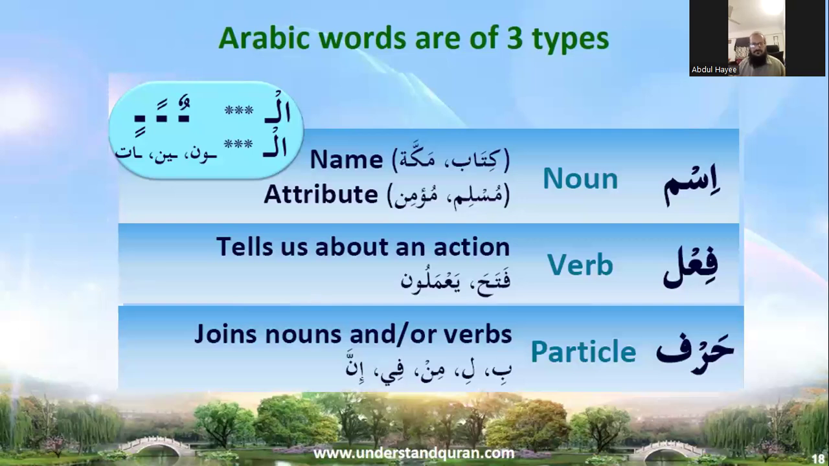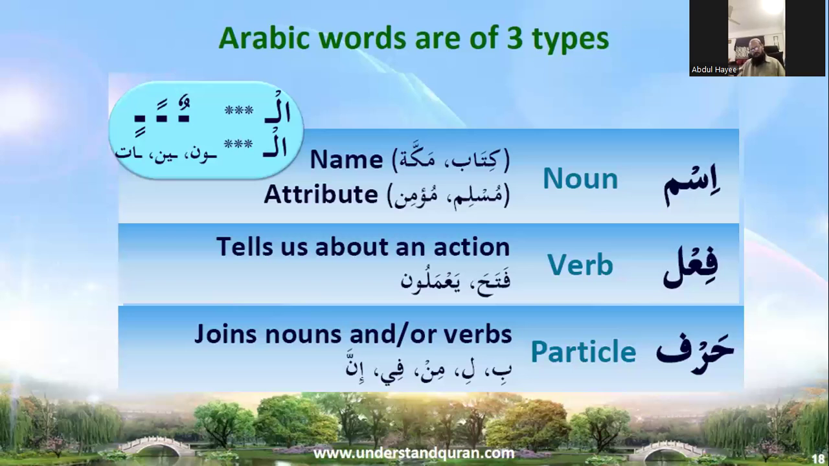Arabic words have three types. Ism, which is noun, fi'il, which is verb, and then harf, which is particle. We'll start with ism. Ism, as we know, can be a name or an attribute. So it can be kitab, which is a book, or it can be Muslim, or it can be mumin. So a noun is a name of a person, place, or thing.